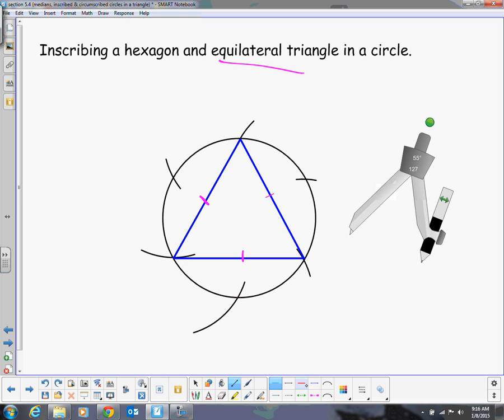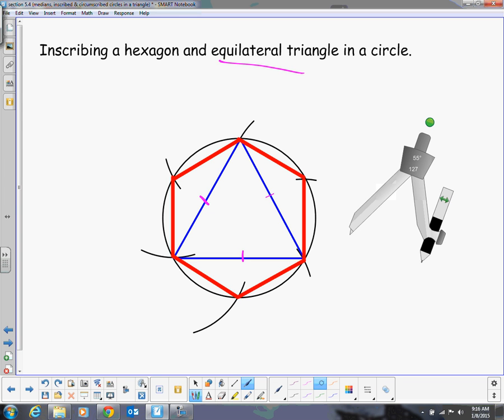If you want the hexagon, then what you do is you connect every arc as you move around the circle. And this is a hexagon. Not only a hexagon, it's a special hexagon. As you can see, there's a little bit of issue there. This is an equilateral hexagon, meaning all the sides are equal. There. Pretty easy.